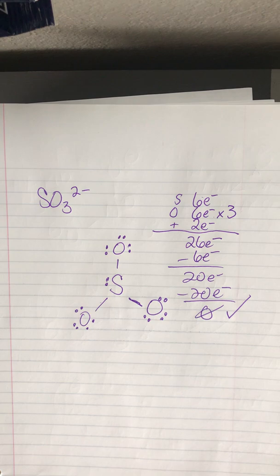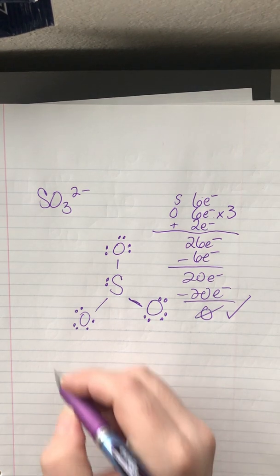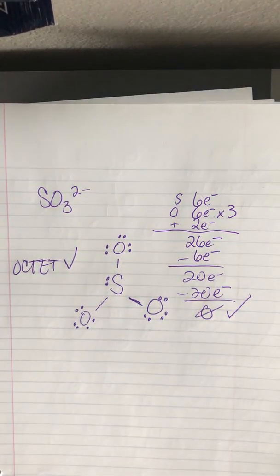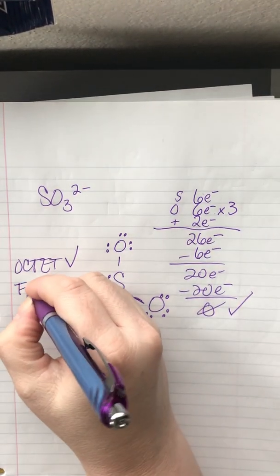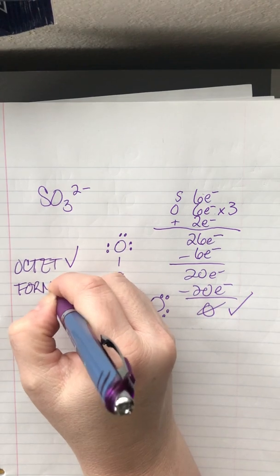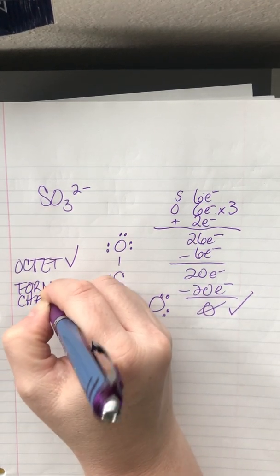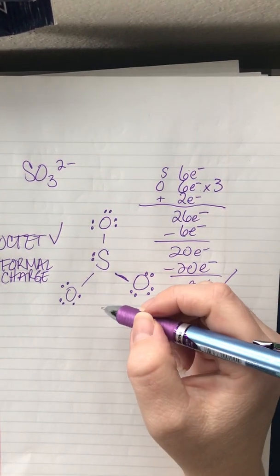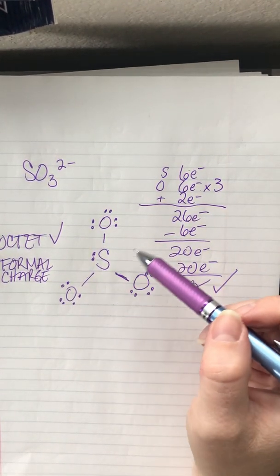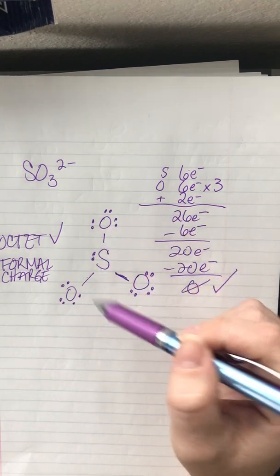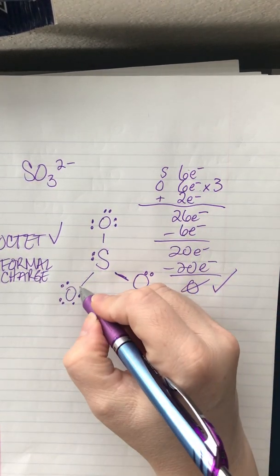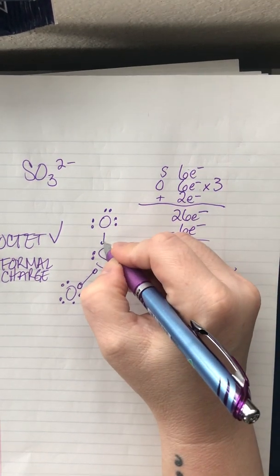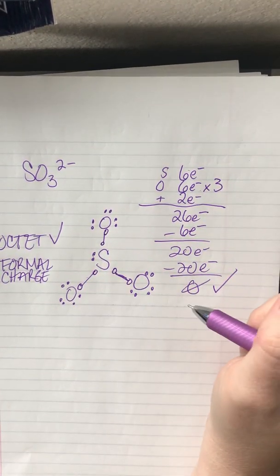Cool. So next thing we want to do is formal charge, right? The octet is satisfied, so now we want to check for formal charge. After doing a lot of these, you'll start to see patterns in terms of what these structures look like and what the charges are.